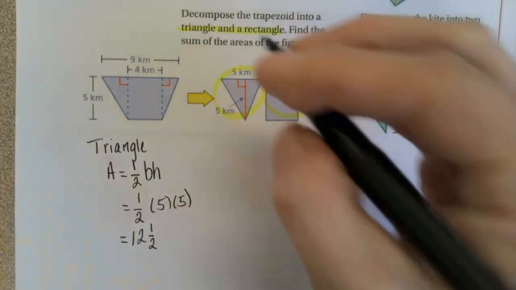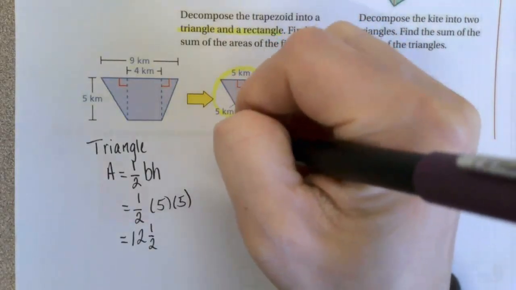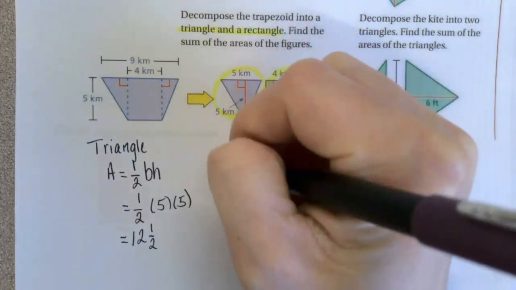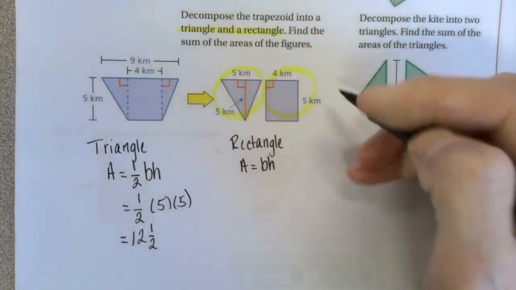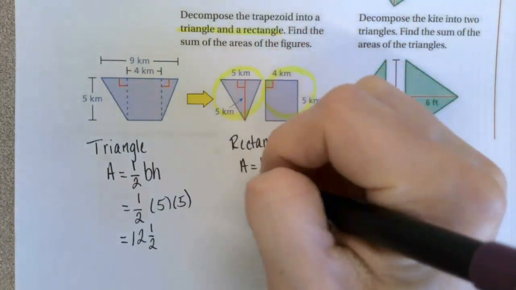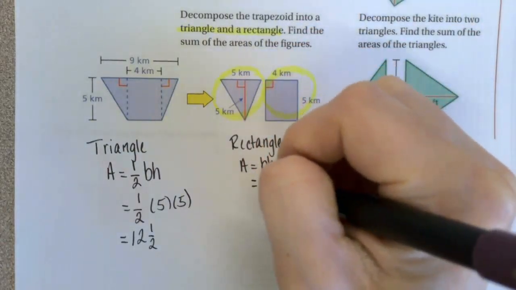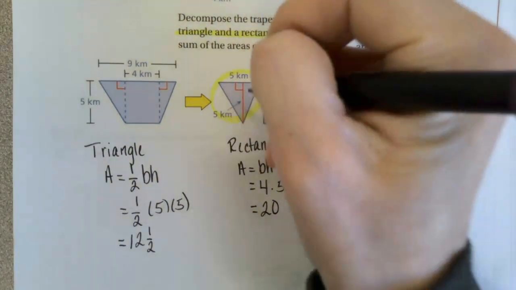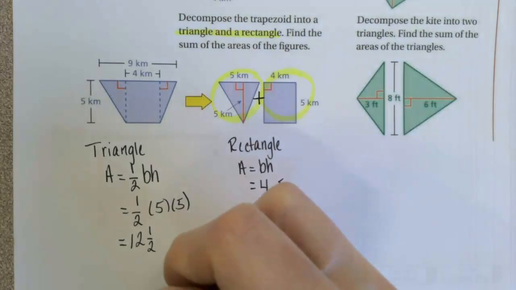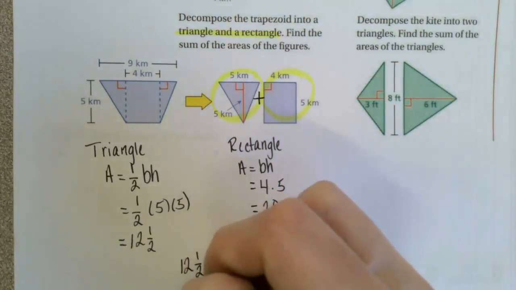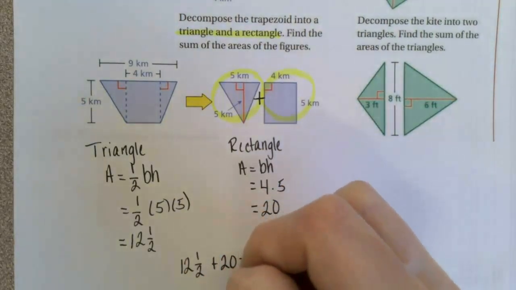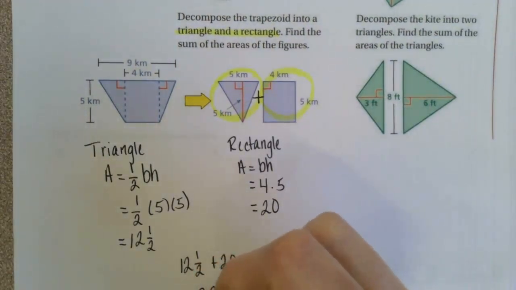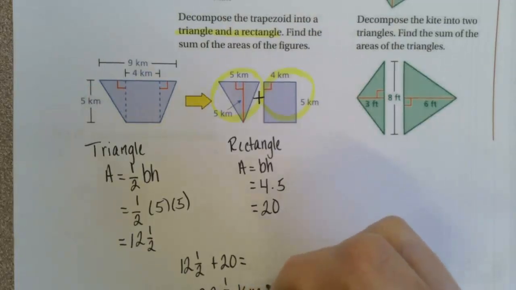Then we also have this rectangle we decomposed into, and we know that is just base times height, or length times width. So we have a 4 and a 5, which would be 20. Then we add those together. So 12 and 1/2 plus 20 gives us our total area of 32.5, and we're looking at kilometers squared.